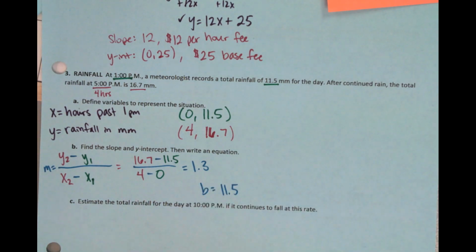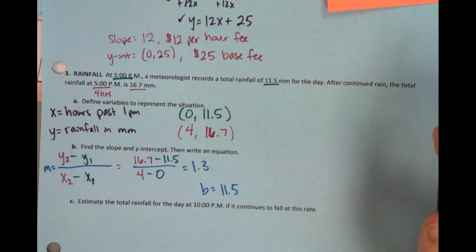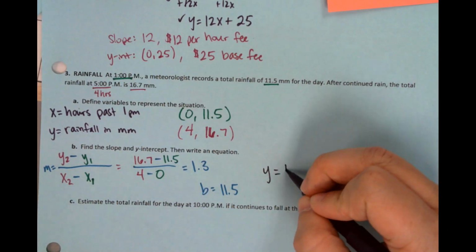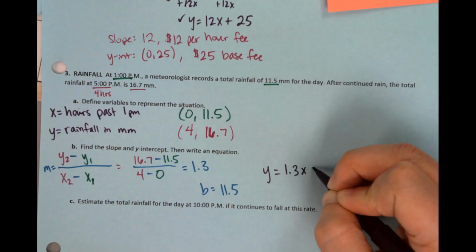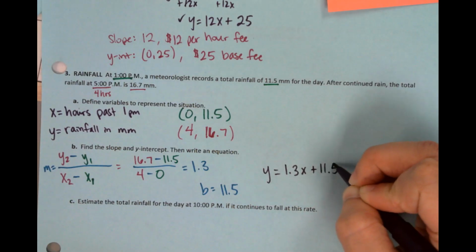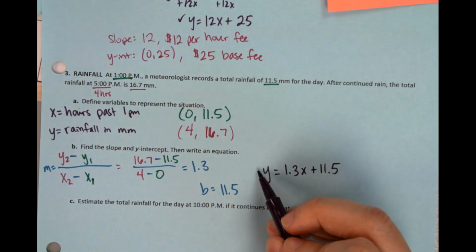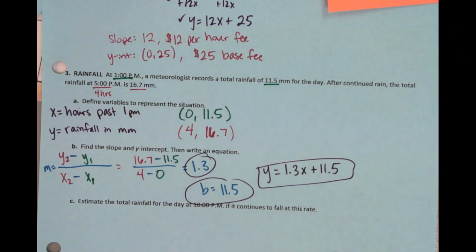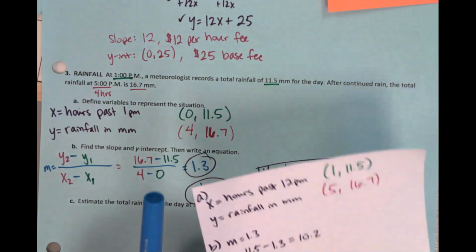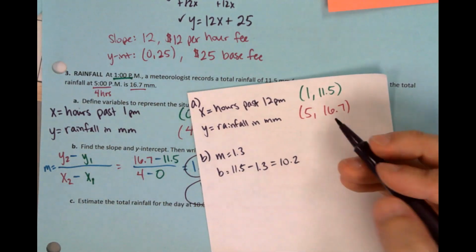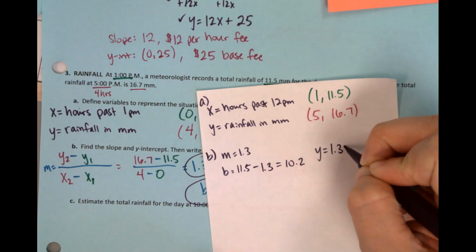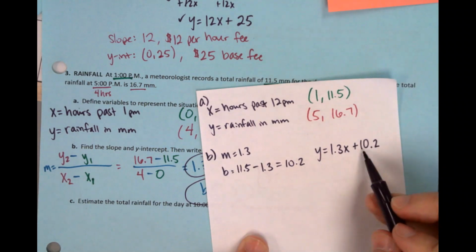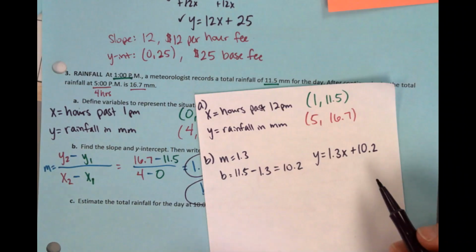Next, we're being told to write an equation. Remember, slope-intercept form is y equals mx plus b. Since our m is 1.3 times x plus our b value is 11.5, there's our equation. We found the slope, we found the y-intercept, we wrote an equation. Here we found the slope, we found a y-intercept. Our equation would be virtually the same, except that we started at noon, so our y-intercept is different. There was less rain at noon.